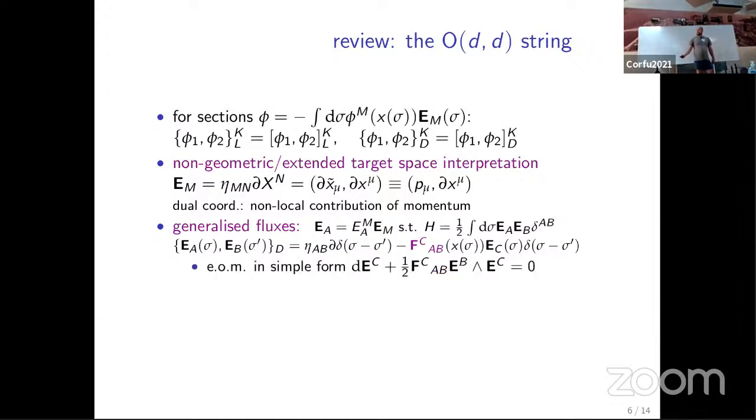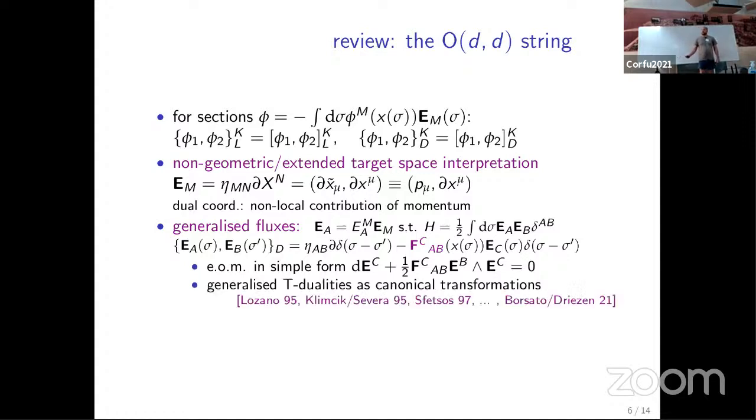And with this, we can see that for arbitrary backgrounds, we can write the equations of motion of the string in a very simple form. And this is, in fact, the form which you can use to show that generalized T-dualities can be canonical transformations. And also from this form, we can derive non-geometric interpretations of the backgrounds. Okay, so this is for the ODD string. Are there questions for that?